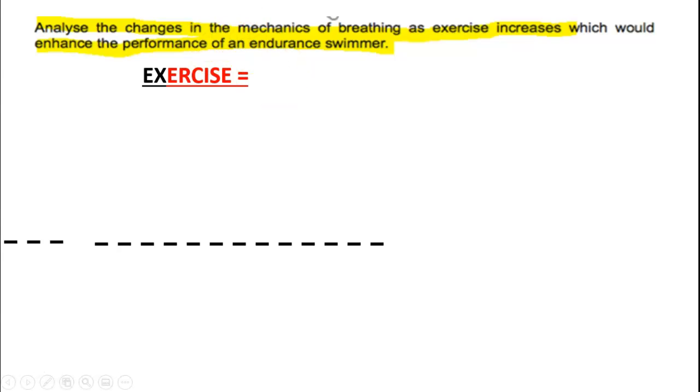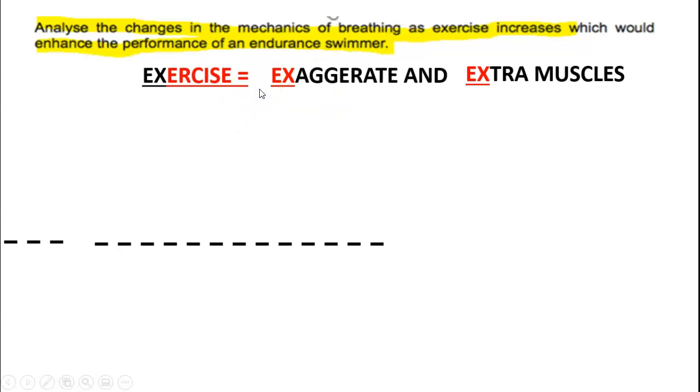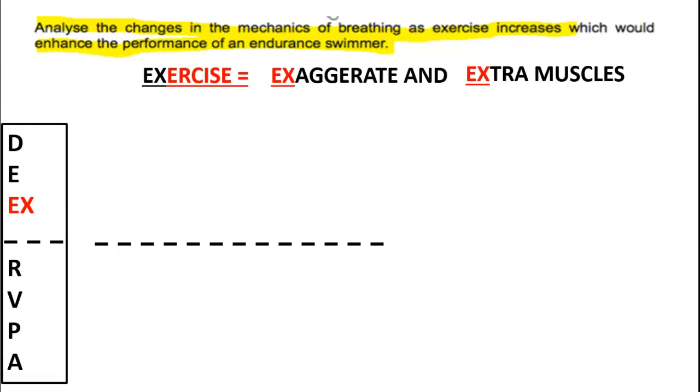Okay, because it says mechanics of breathing, exercise, okay, and analyze. This means it hasn't told you inspiration, it hasn't told you expiration, so you have to do both. So we know that exercise equals exaggerate and extra muscles. Okay, so from there, that takes me down to my acronym, okay? But what I have to be really careful of here is that I make sure that I can do the 2 causes, okay, and effect relationships. So I'm going to talk about how the top 2 muscles contracting with more force are going to have an effect on the bottom sections here, and then I'm going to talk about how the extra muscles contracting also have an effect on this. So that is how you have to go about this.